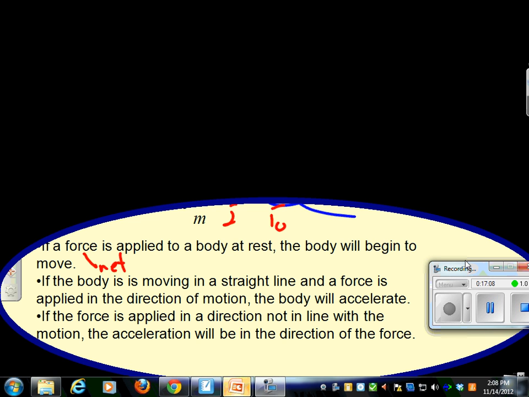If the body is moving in a straight line and a force is applied in the direction of motion, the body will accelerate. In other words, if it's already moving and I give it a push in the direction that it's moving, then it will go faster.